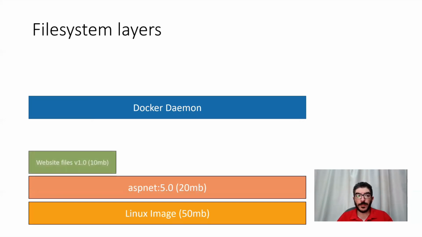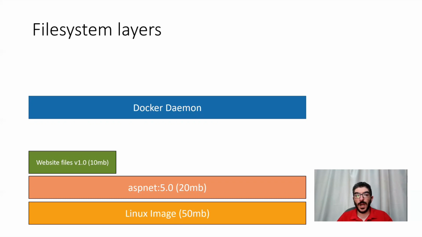And then I create a third layer that has the files needed to host my website. So let's say my website is composed of HTML files, CSS files, JavaScript files, and images. And these files are 10 megabytes in size. And I create a third layer. It's called my website files.